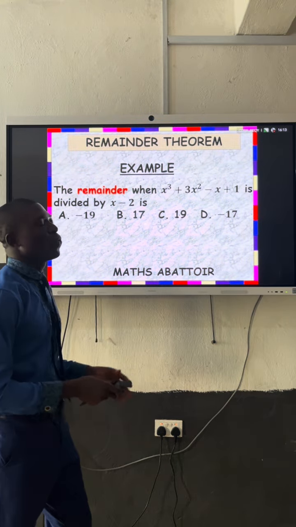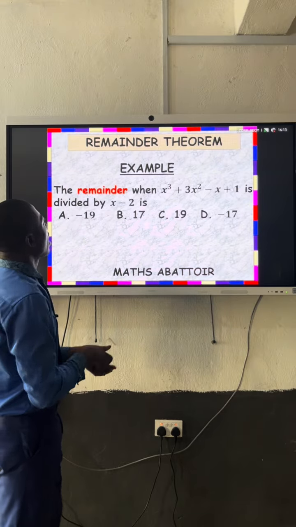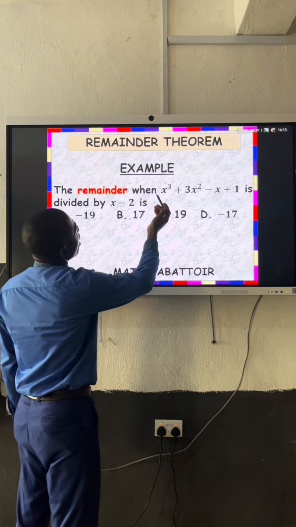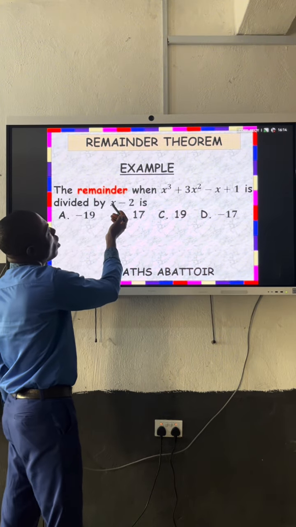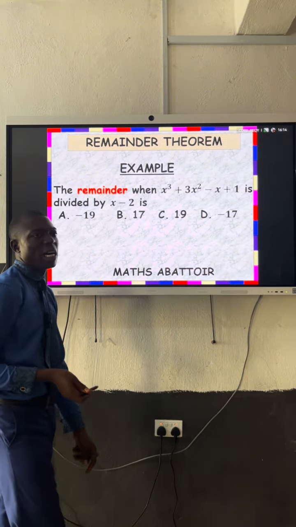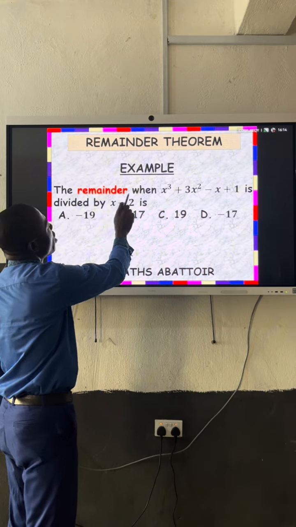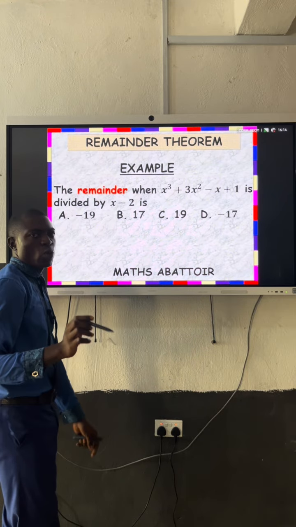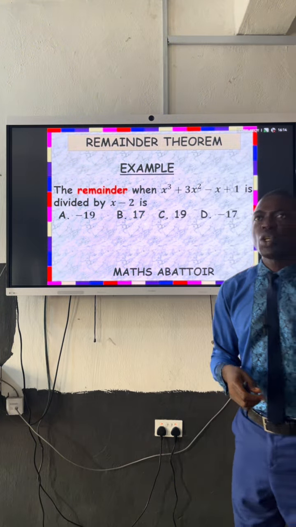We have a question before us. The question says, find the remainder when this function is divided by the divisor x minus 2. What will be the remainder? That is the leftover. So the question is interested only in the remainder. Because of this, we are going to use what we call the remainder theorem to answer this question.